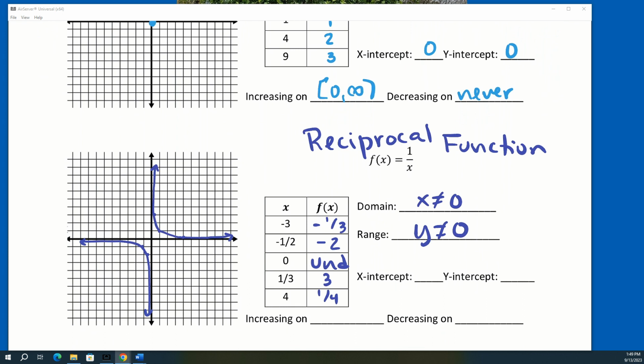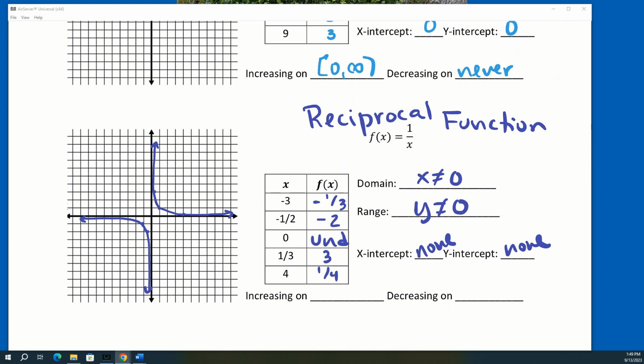So if x and y can both not be 0, what do you think that means about your intercepts? There isn't one. Exactly. Right, and is this graph ever increasing? No.